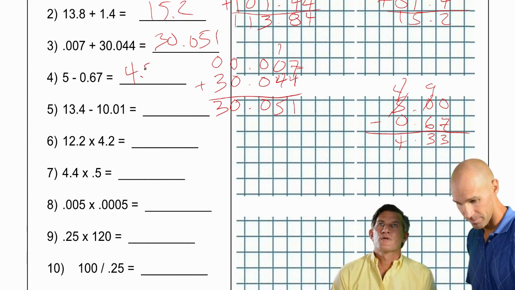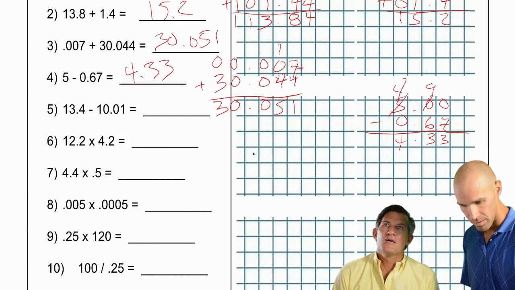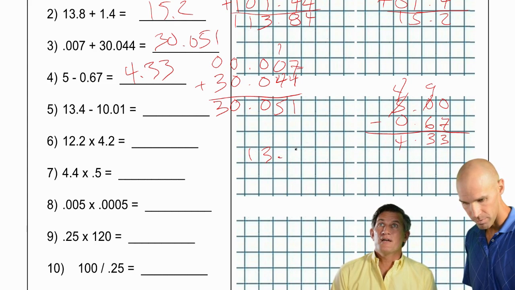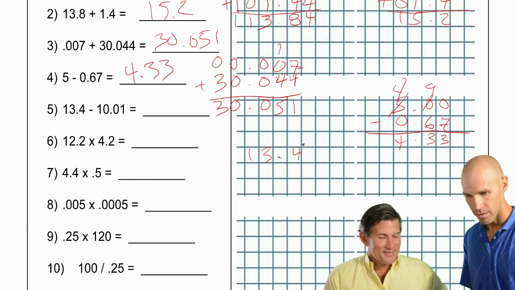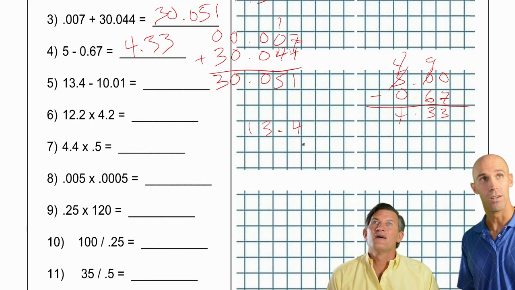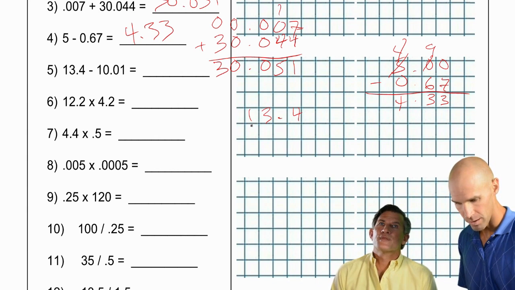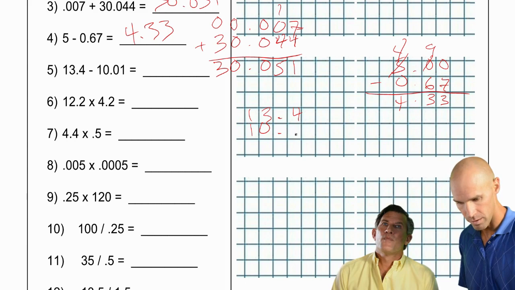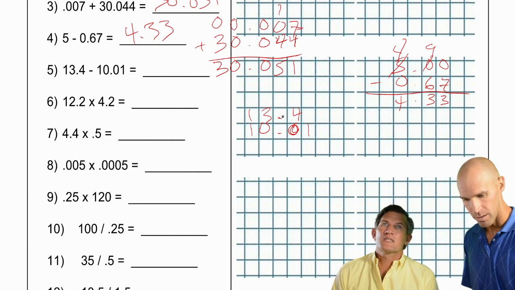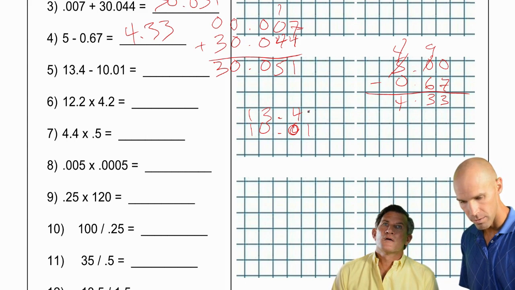13.4 minus 10.01. Well, you better end up with less than 5. You know, using common sense, right? Yeah, you'd hope so. 13.4 minus 10.01. Now add the zeros where necessary. That one is open there. Let's fill that in with a 0.